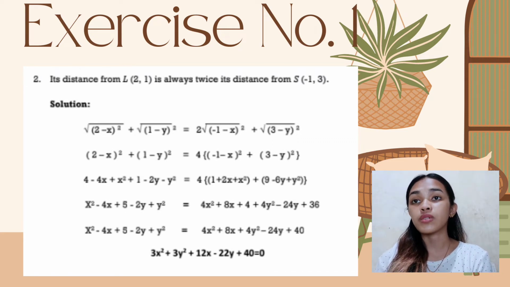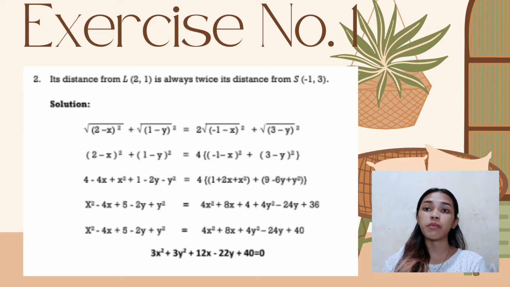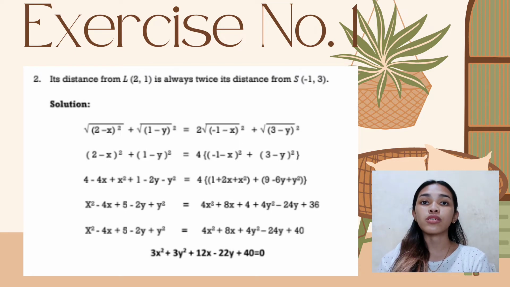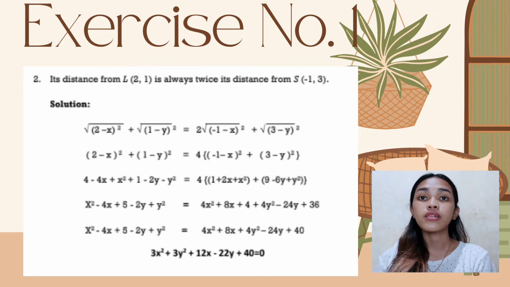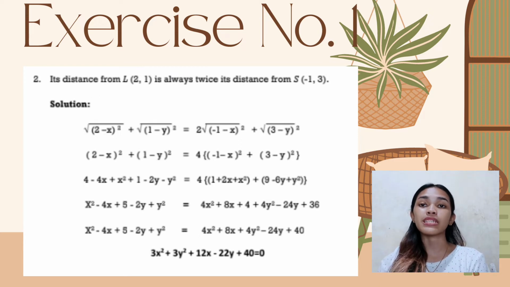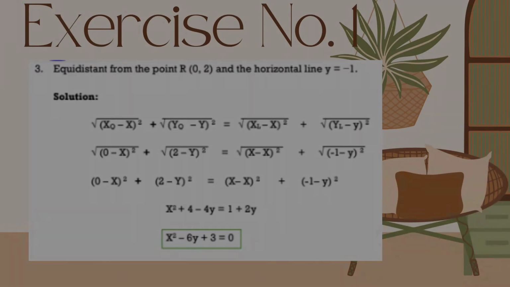And it will be x squared minus 4x plus 5 minus 2y plus y squared is equal to, isamahin yung mga magkakapareha, it will be 4x squared plus 8x plus 4y squared minus 24y plus 40. So the answer will be 3x squared plus 3y squared plus 12x minus 22y equal to 0.